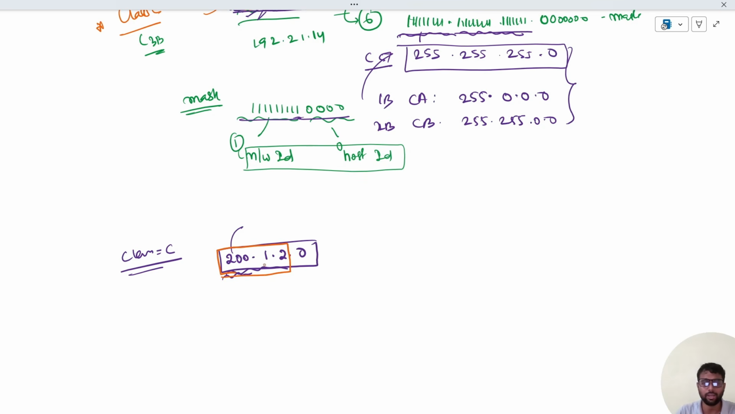Okay sir, that is clear. So we have already known that class C ka mask will be 255.255.255.0. Okay sir, that is clear. Now let me make a diagram and explain it to you. So if I say let each dot represent a device.